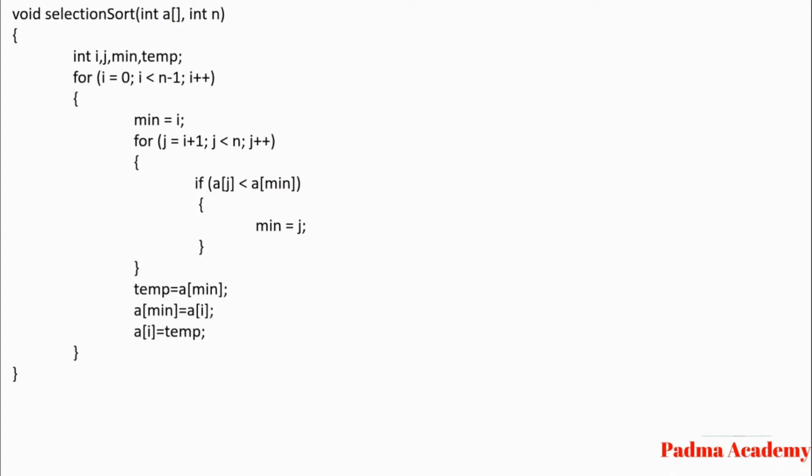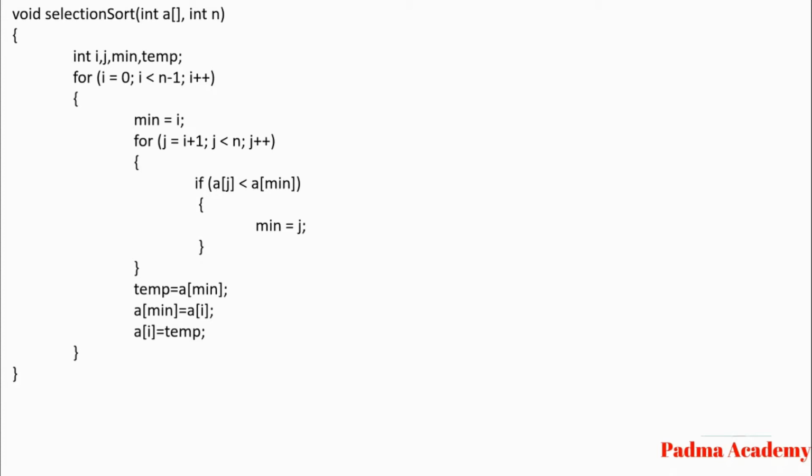In that we have passed two parameters, one for the array and another for the size of that array, that is a for the array and n for the size of that array. Then we have declared some variables: i, j, min and temp. Min is used to store the position of the smallest element and temp is used for the swapping of the element.